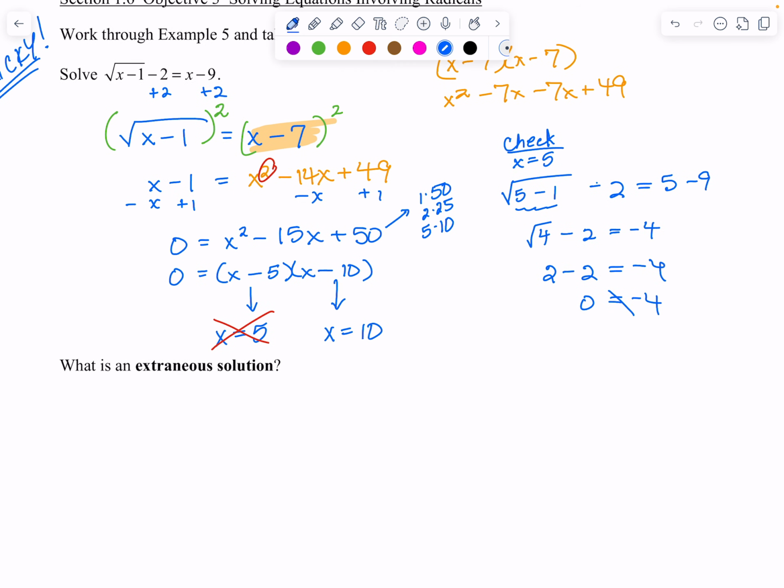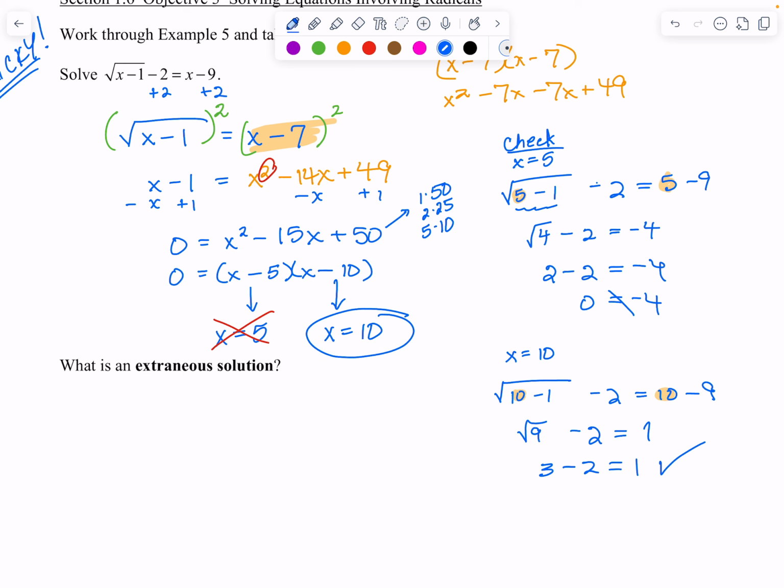Okay, now we'll check 10. Let's see if 10 works, because we might have a no solution problem. If neither one of them works, then it's a no solution problem. So I'm writing down the original and putting my 10 in it, just like I put my 5 there. All right, so that is the square root of 9 minus 2. What's 10 minus 2? 10 minus 9 is 1. So the square root of 9 is 3. 3 minus 2 is 1, and that works. So x equals 10 is a solution.